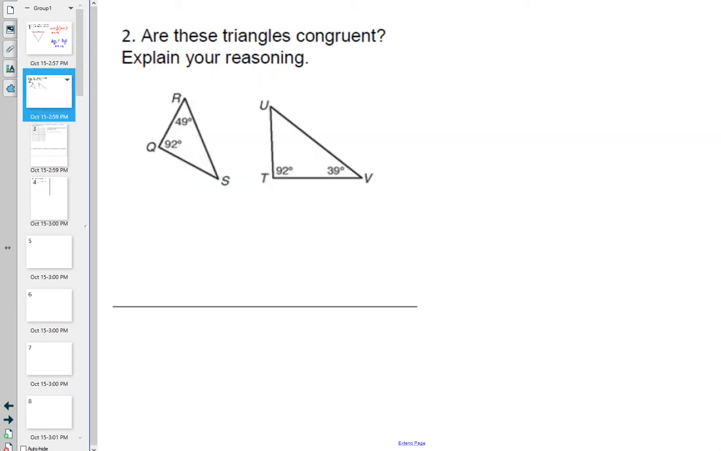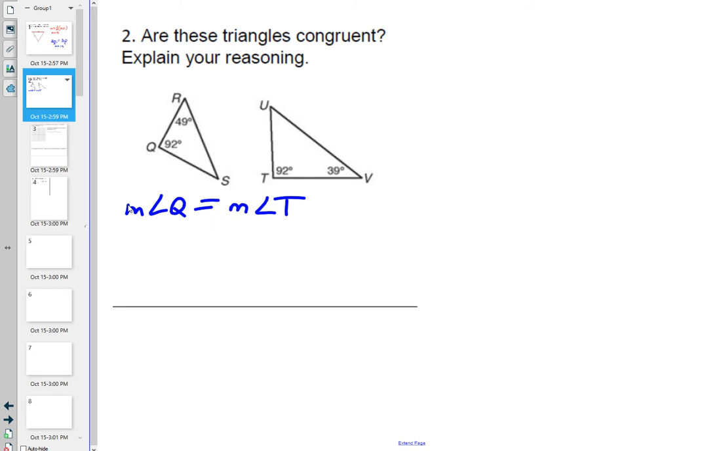Are these triangles congruent? And explain your reasoning. Yes. Okay, well let's see. What information are they giving us? Q and T are congruent. The measure of angle Q is equal to the measure of angle T.